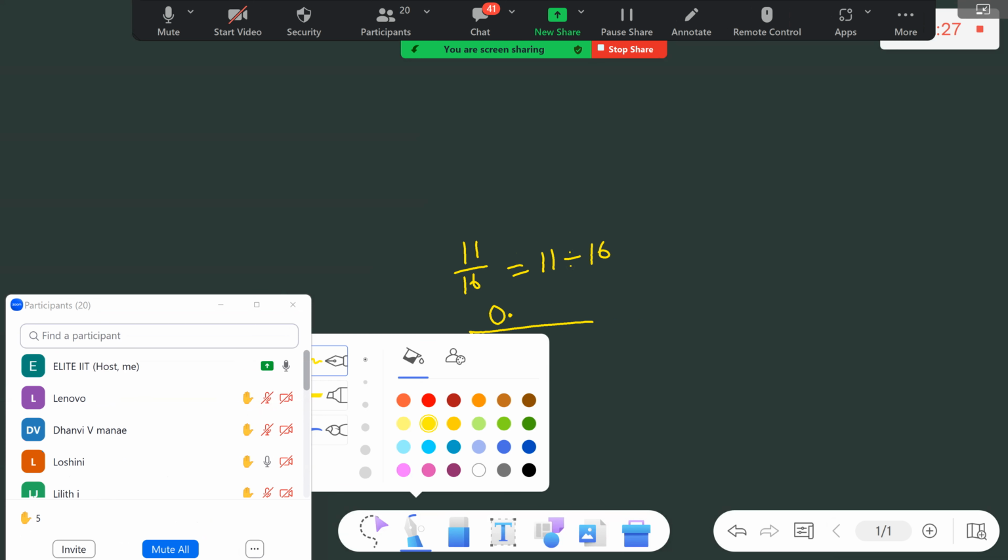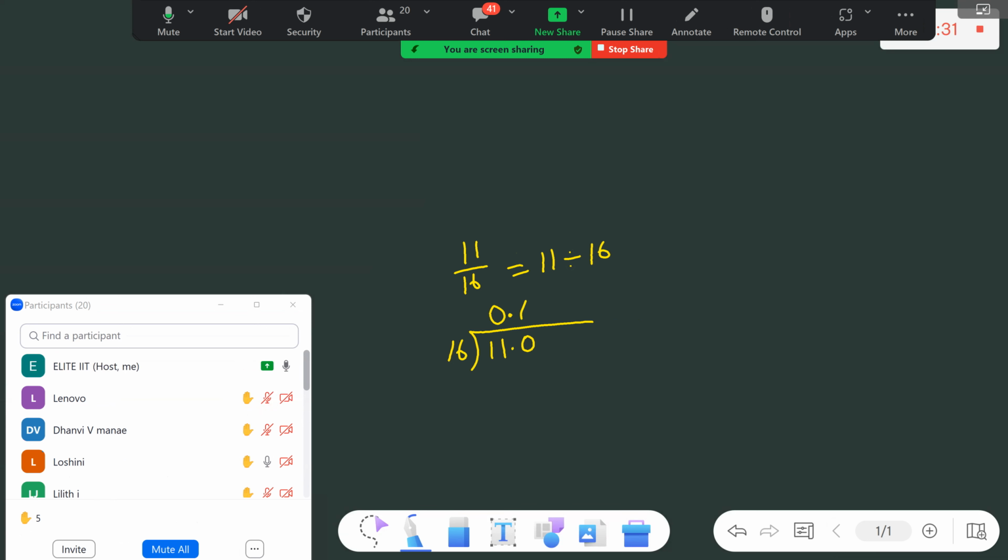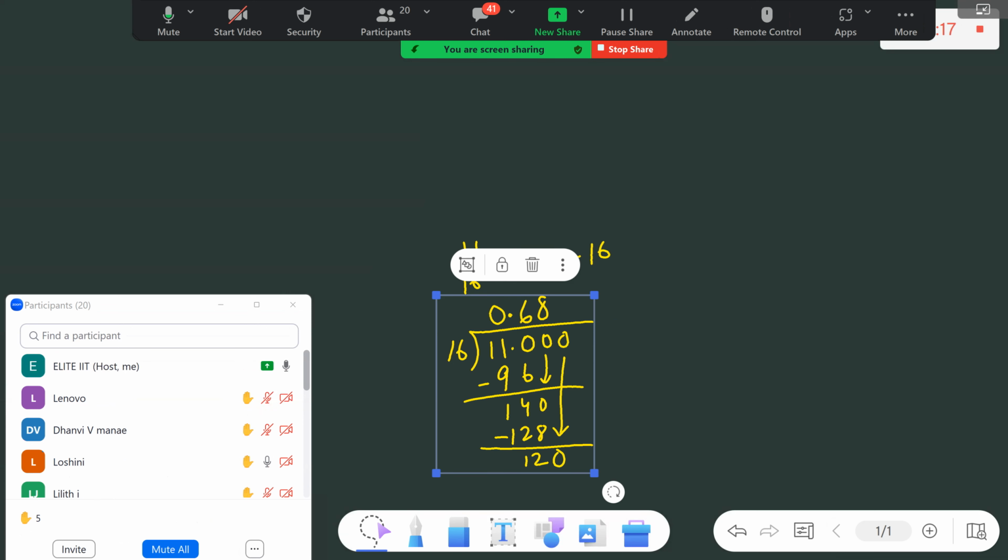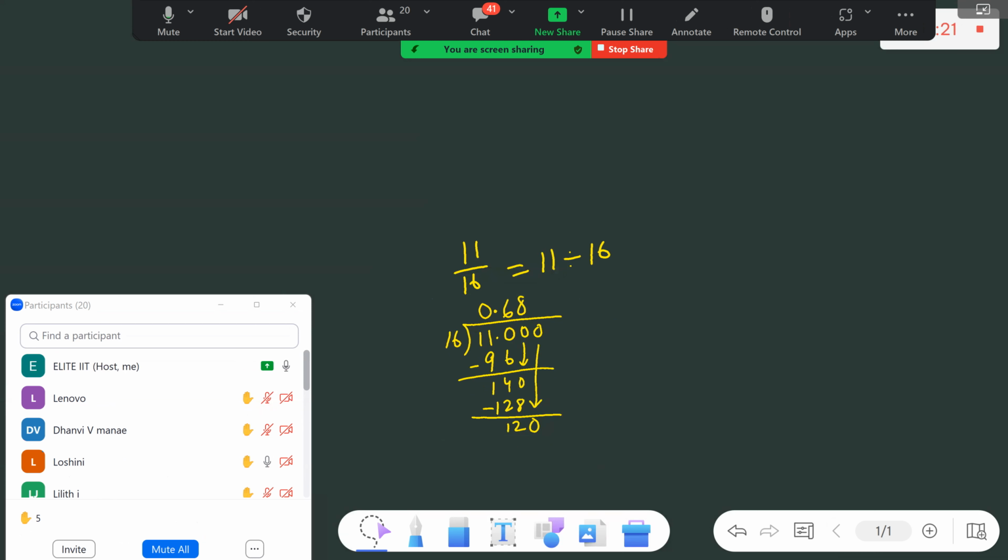So now it is 110. Now 110, what can you write in the quotient? 16 into 6 is less than 110, because 16 into 7 will be more than 110, it will be 112. So now, what is the remainder here? 14. Now again you can bring down another 0. Now what will be here? 16 into 8, isn't it? 128, right? Remainder is 12. Now you will bring down another 0 from the dividend, okay?